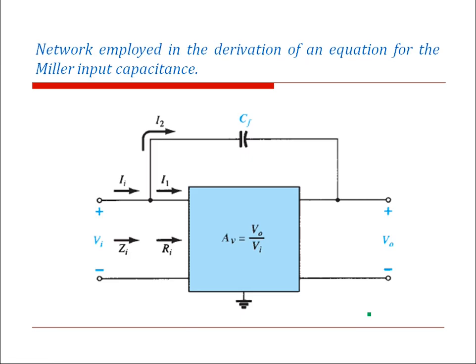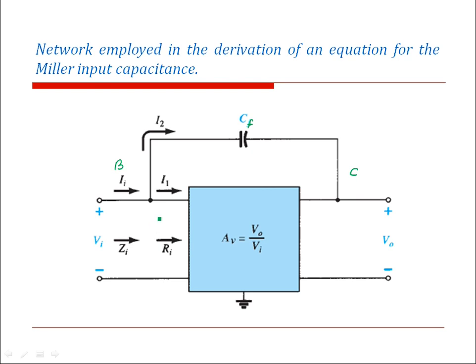So what actually is the effect of this Miller input capacitance, we'll see, but for the analysis of this Miller input capacitance, we are considering the feedback capacitor from output to input. As far as a common emitter amplifier is concerned, this feedback capacitor is from the collector side to the base side. So we are going to find out the equation for Miller input capacitance, how this feedback capacitor from collector to base is going to affect the gain.